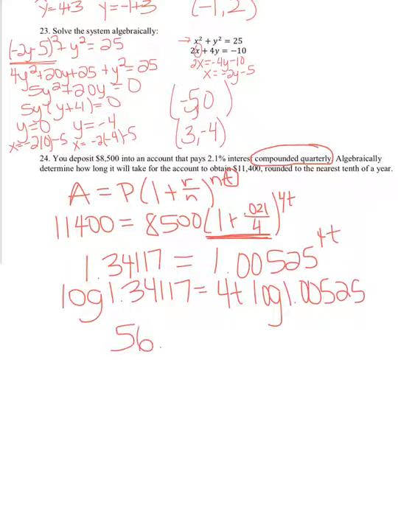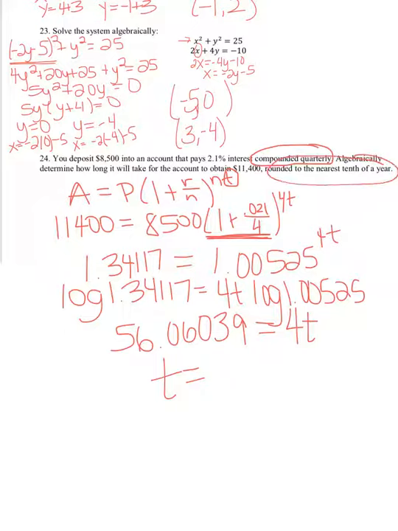And you get 56.06039 is equal to 4T. Still haven't rounded. I keep the number in my calculator. Divide both sides by 4. And I get T equals. This is my answer. So now I can round to the nearest tenth. T equals 14.0 years. Okay?